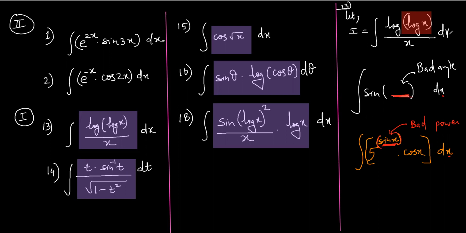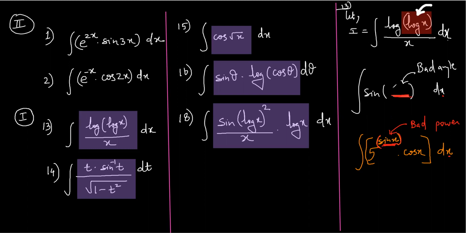Same way, here I'm integrating with respect to x. So I would like to have log of x. This log, I would like to have this as x, but what I notice, it is not x. So this I call a bad variable.